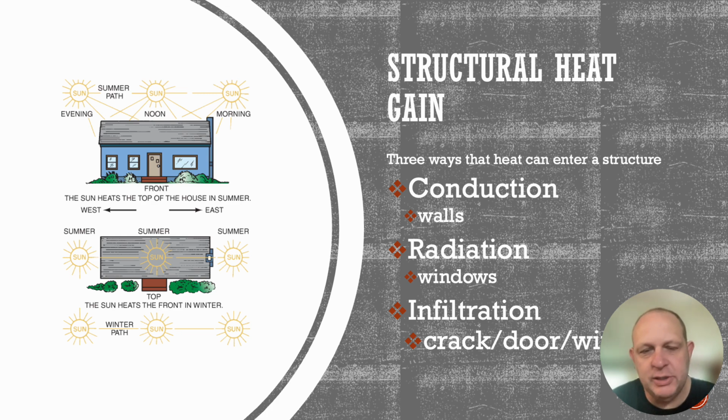Another way that heat's going to enter the structure is through radiation. As the sun is pounding on that house on the east and on the west through the windows, it's going to be heating objects within that house and also the windows themselves, and that heat's going to travel into the house, and that's the type of heat that we want to try to remove from the house so the occupants can be comfortable.